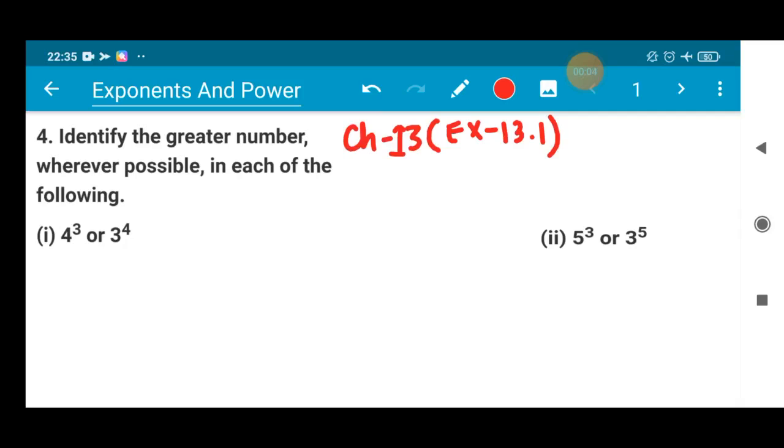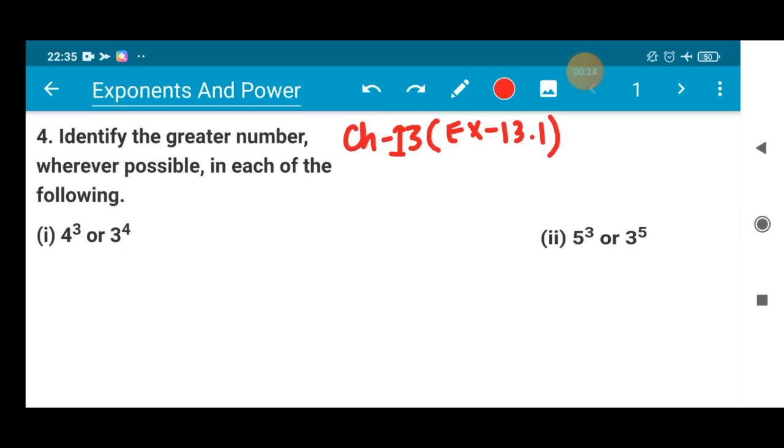So in today's session we are going to start question number 4. Identify the greater number wherever possible in each of the following. Now in number 1, 4 to the power 3 or 3 to the power 4. Here we have to compare the two exponential forms given.